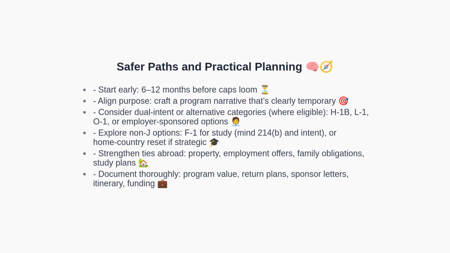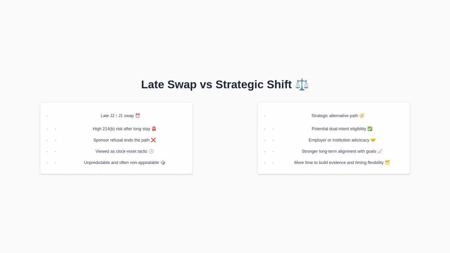Now, let's compare the risks of a late J2 to J1 swap with a strategic shift to alternative pathways. On the left, a late J2 to J1 swap carries elevated 214B risk, depends entirely on sponsor willingness, and can be perceived as a tactic to restart the clock. These cases are unpredictable, and adverse decisions are often not appealable. On the right, a strategic alternative path, such as pursuing a dual intent category where eligible, may provide a more reliable route aligned with long-term objectives. It also allows time to assemble stronger documentation and coordinate employer or institutional support. With this comparison in mind, let's consolidate the key points you should remember.